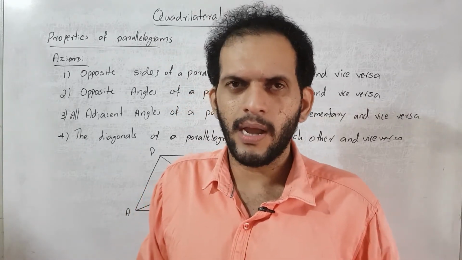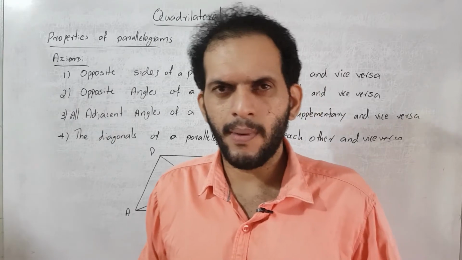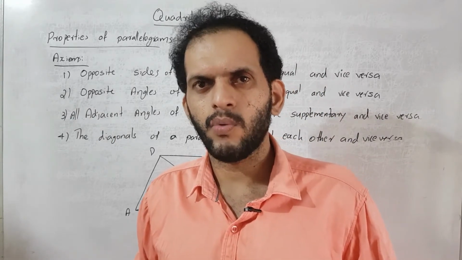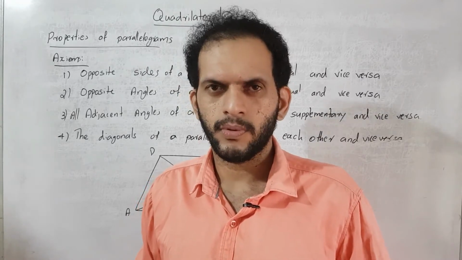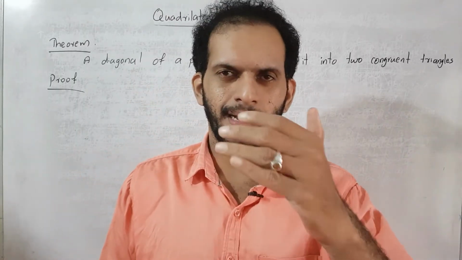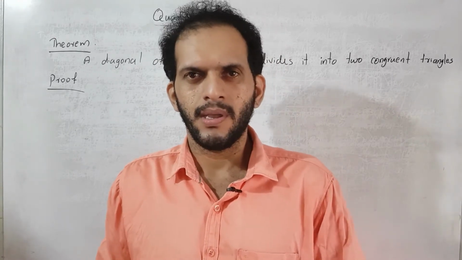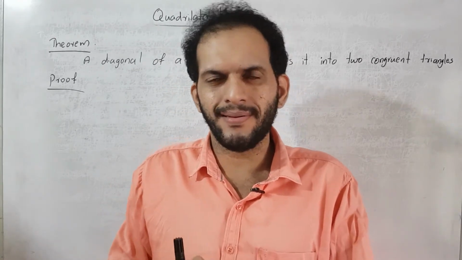Okay, I think you got the idea about the properties of a parallelogram and how we use these ideas for proving that a given quadrilateral is a parallelogram. Next we are discussing the first theorem of this chapter. This theorem is very important. We use this one directly in many situations.